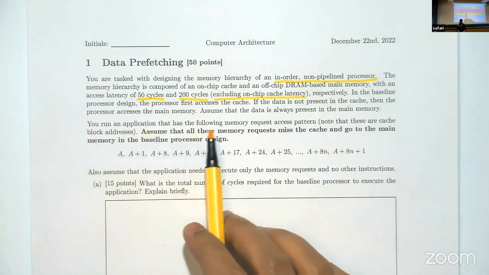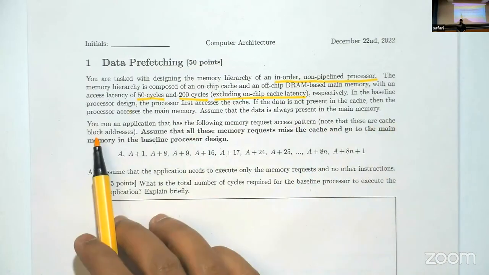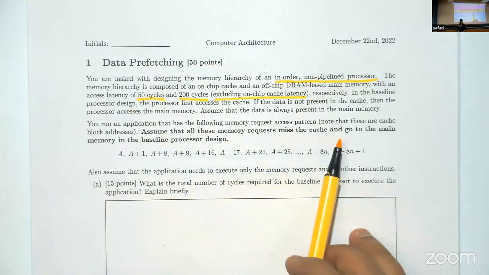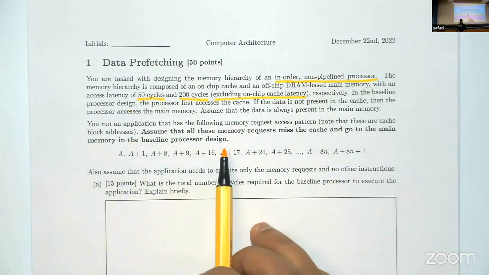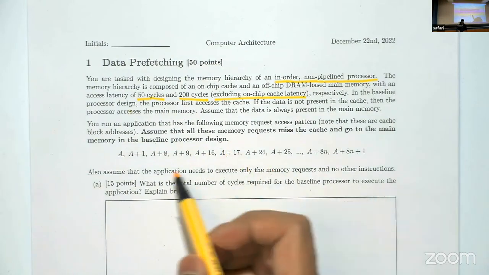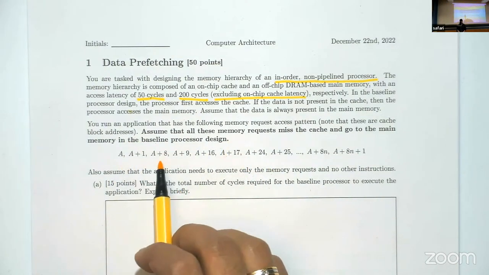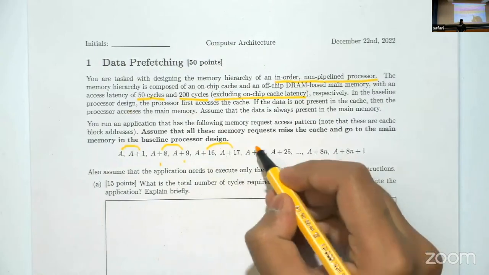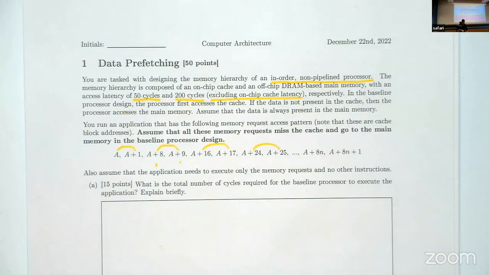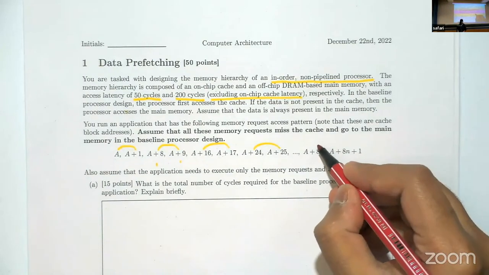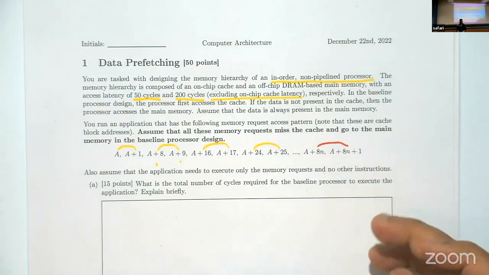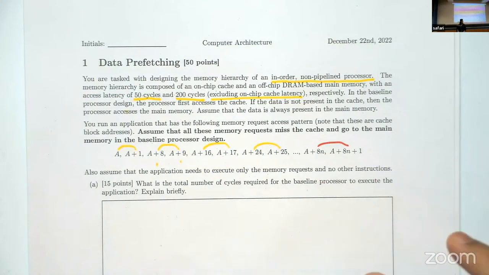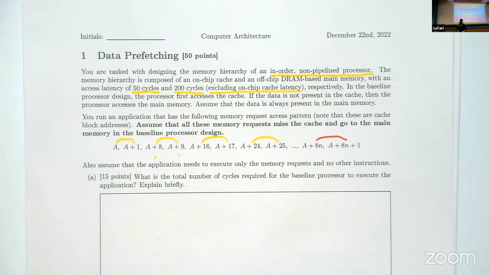Now you run an application that has the following memory request access pattern. Note that these are cache block accesses, not just the raw addresses. Assume that all the memory requests miss the cache hierarchy and go to the main memory in the baseline processor design. So how does the access pattern look? You have A plus 1, and then A plus 8, A plus 9. You can see these are pairs. Then A plus 16, A plus 17, A plus 24, A plus 25, and so on, up to A plus 8n and A plus 8n plus 1. Also assume that the application needs to execute only the memory requests and no other instructions for the course of this question.